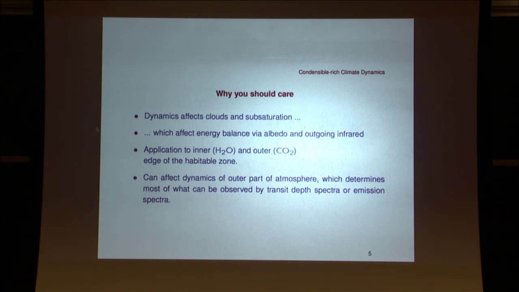A combination of subsaturation, which makes the water vapor content lower than it would have been and reduces the greenhouse effect on Earth, plus clouds, especially low clouds, that reflect solar energy and reduce the amount of absorbed solar energy. You could easily make a story where the Earth should have turned into Venus if you did a saturated, cloud-free, radiative convective model of Earth. If you need to understand these dynamical effects on clouds and subsaturation to explain why the Earth is habitable, then that's going to apply to other planets with other condensable substances, or just plain old water as well. So these effects affect the energy balance via the albedo and also the greenhouse effect of clouds, and the outgoing infrared via the greenhouse effect of clouds and the subsaturation.